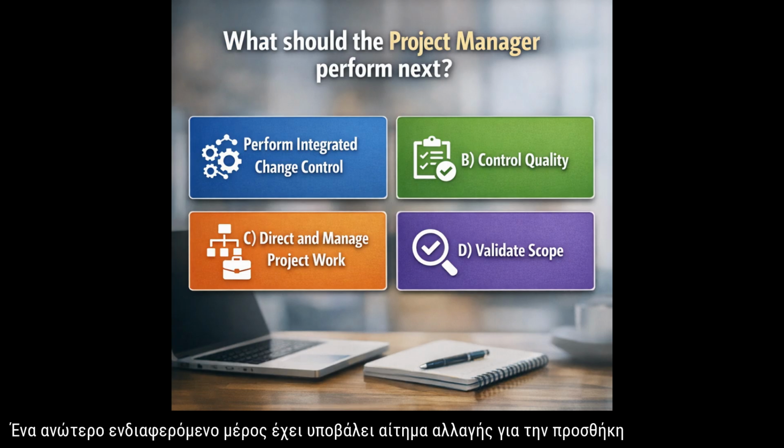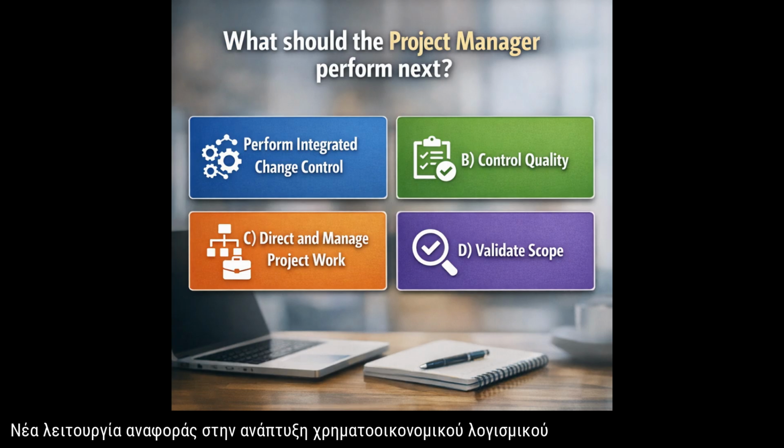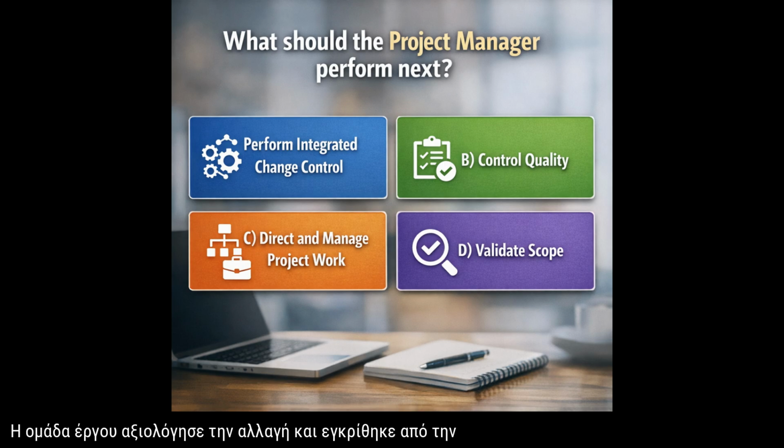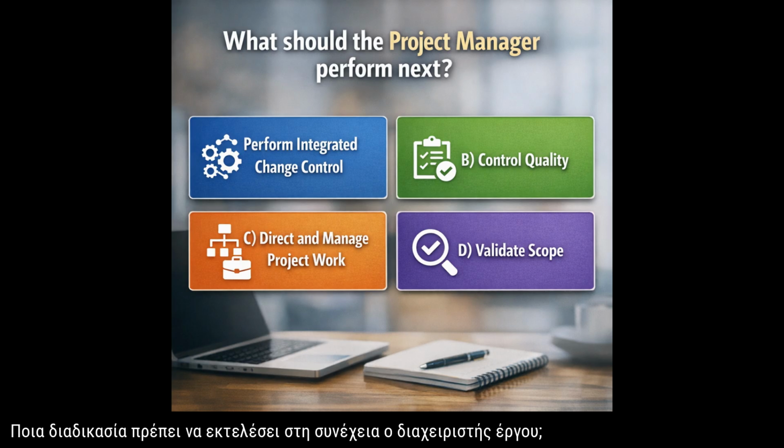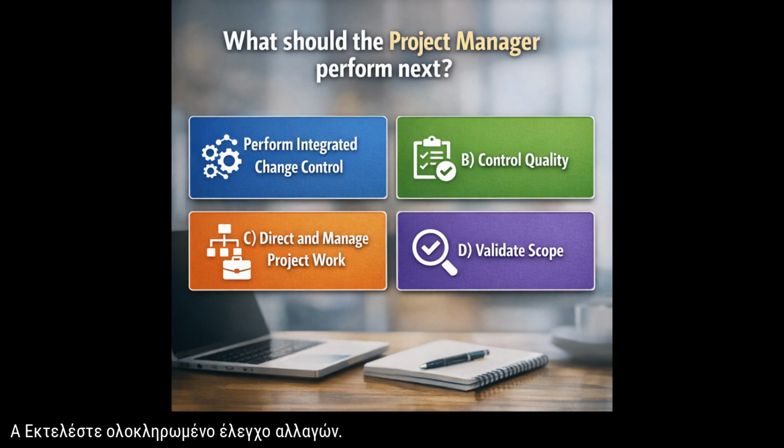A senior stakeholder has submitted a change request to add a new reporting function to the financial software development project. The project team assessed the change and it was approved by the sponsor. What process should the project manager perform next? A, perform integrated change control; B, control quality; C, direct and manage project work; D, validate scope.